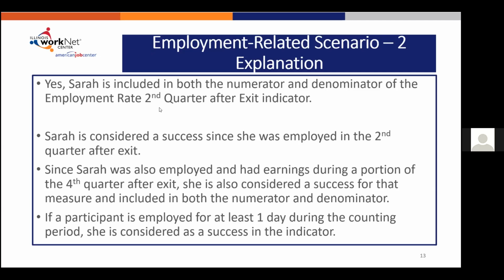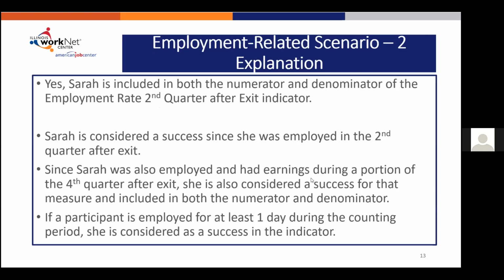And the example clearly stated she was employed in that third week in the fourth quarter after exit. Doesn't matter. It could be one day in that quarter. So she's considered a success for the fourth quarter after exit for youth employment rate. So she's a positive in both youth employment rate measures.